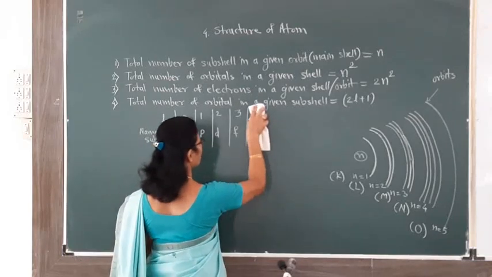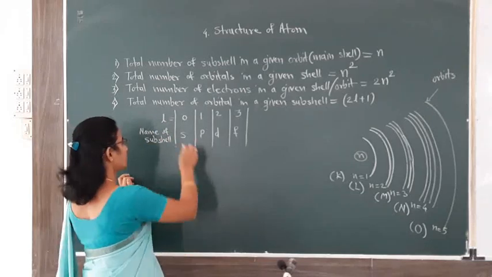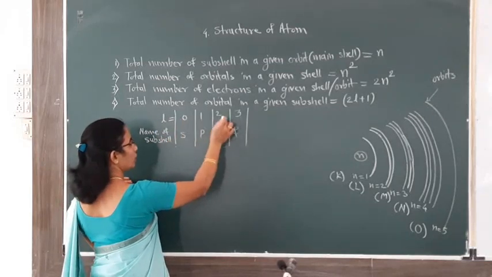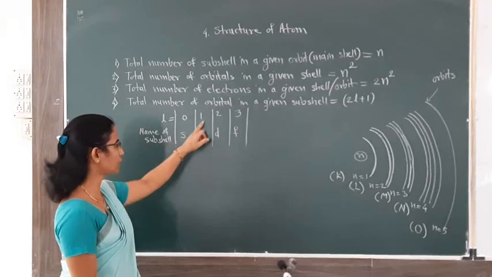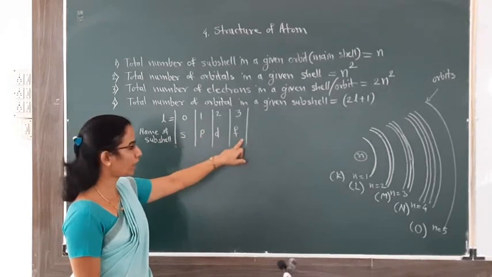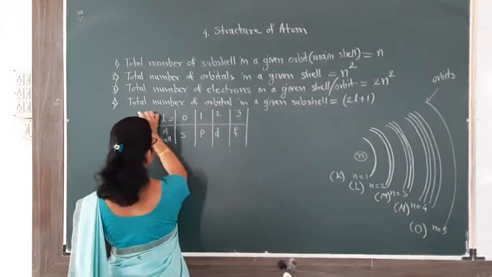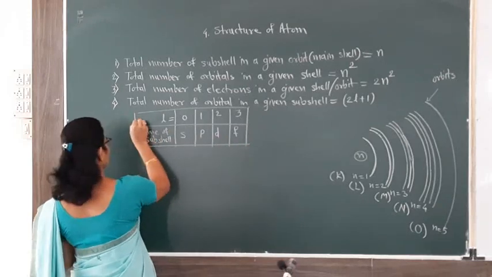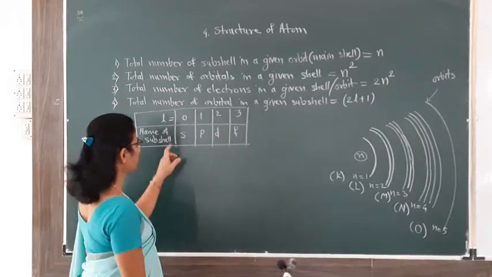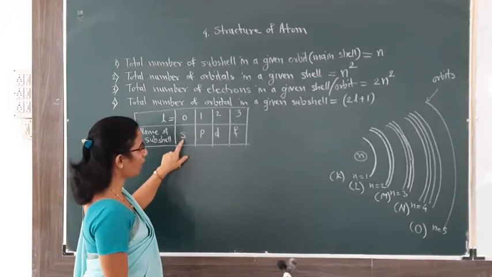बट वी रिक्वायर ओनली द फर्स्ट 3 व्हॅल्यूज इन दिस इयर, एल इज इक्वल टू 0, 1, 2 अँड 3. So the names of the subshells are S, P, D and F. You must remember this chart or table also. Okay. Now here let's see. If L is equal to 0, the subshell is S.